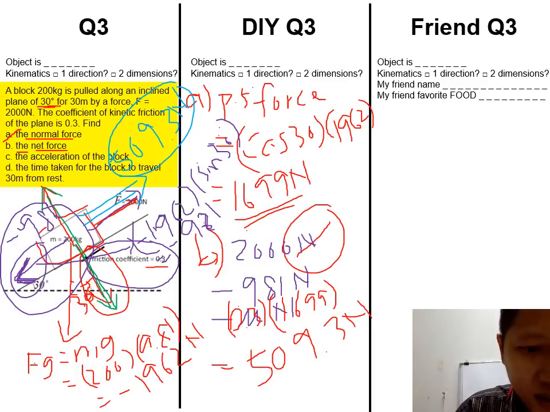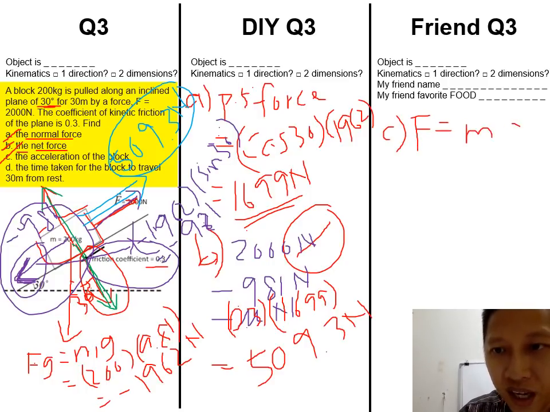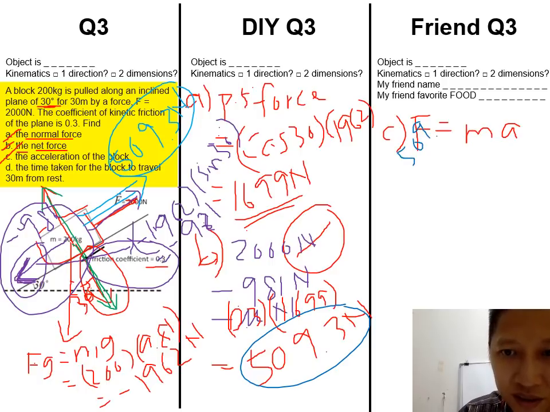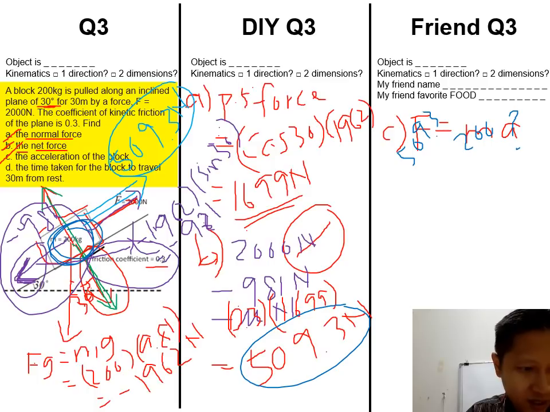Next one, C. You want to find the acceleration of the block. Then it will be an easy task now. To find the acceleration, F equals ma. Which F? This F, 509.3. Which A? Don't know. How about which M? Yes, 200. So can we find the A? Yes, A equals 2.55.